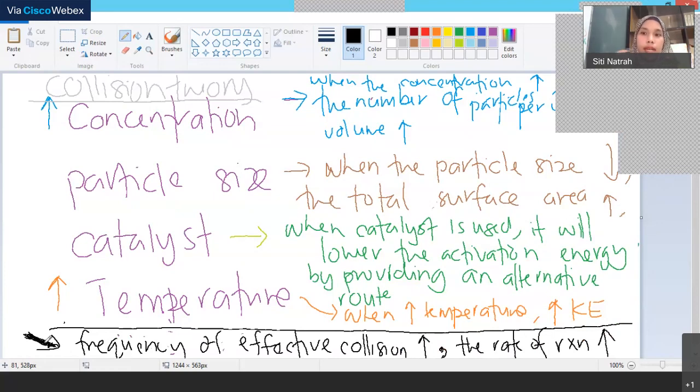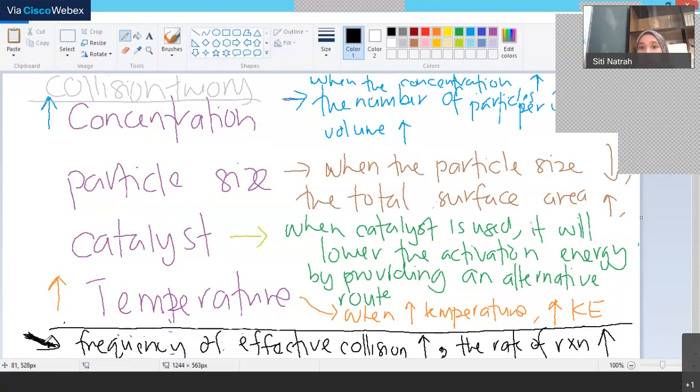Okay, sekarang kamu boleh ambil statement ni and then kamu tahu kena keyword dia sebab kita nak buat collision theory ni biasanya sekarang 2 markah, 3 markah. So dari situ kamu kena jaga kamu punya markah lah. Kamu dah faham, so cuma kamu nak kena buat ayat je. Contohnya kalau temperature, kinetic energy. So, kalau particle size, total surface area. Okay. Kalau catalyst, the lower activation energy, dia akan provide alternative route.